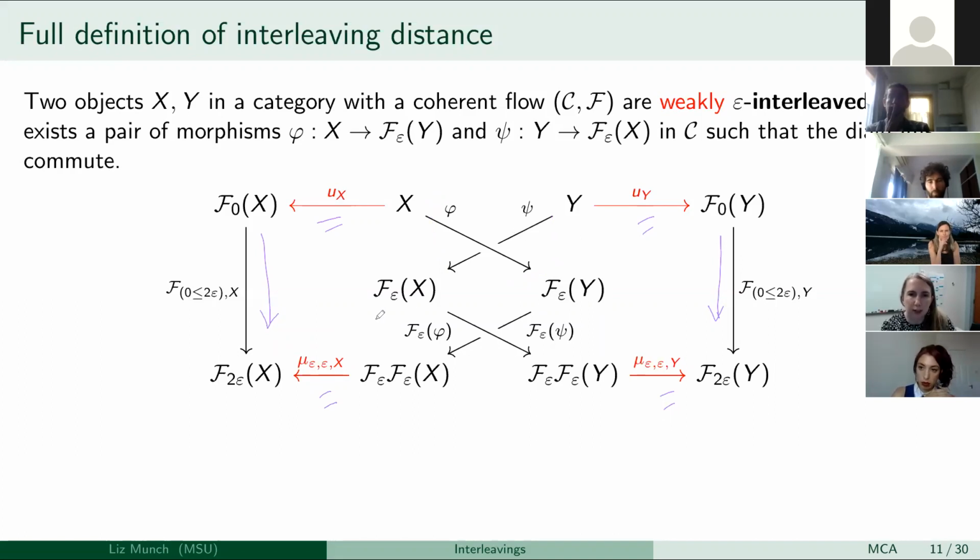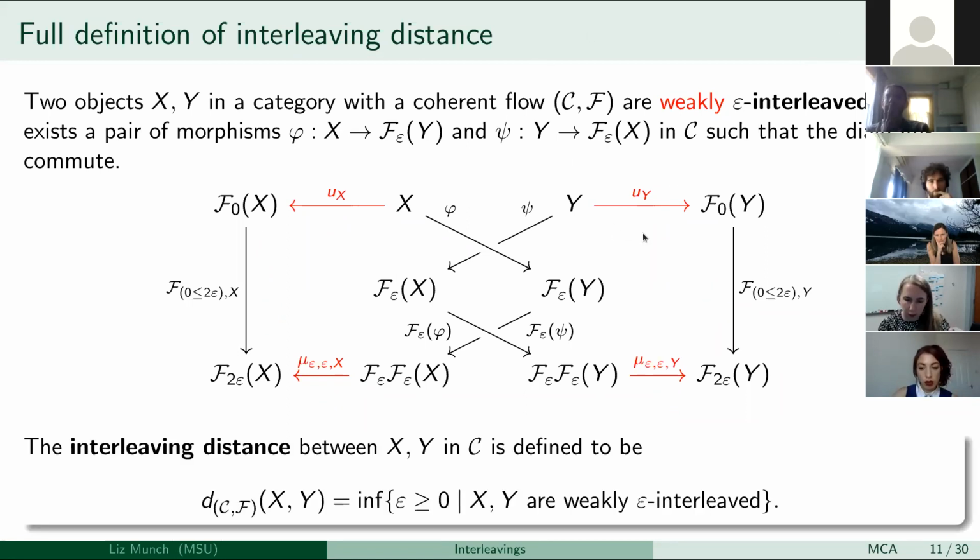And the thing to notice here is that I've got this epsilon parameter built in, right? So I am basically allowing myself to flow forward one of the objects by epsilon, and then trying to see if that gives me essentially enough wiggle room to build this diagram. And so the idea here is that if you then look for the best possible epsilon, or the infimum over all epsilon, for which I can build one of these diagrams, this is what we call the interleaving distance, right? So give me a pair of objects, X and Y in your category, look for the smallest epsilon for which you can come up with an interleaving between them.